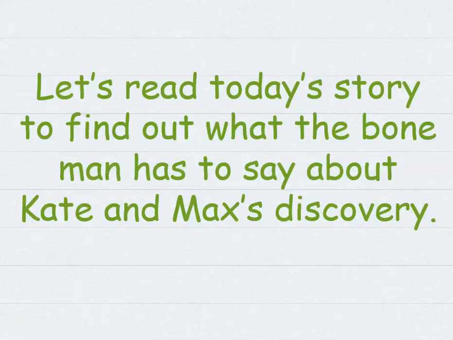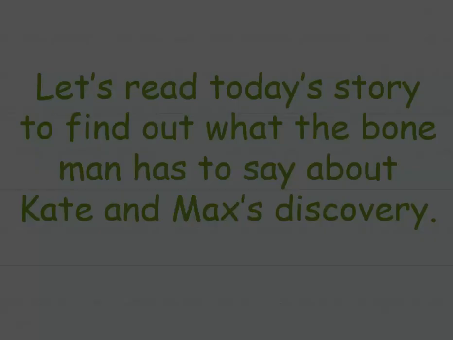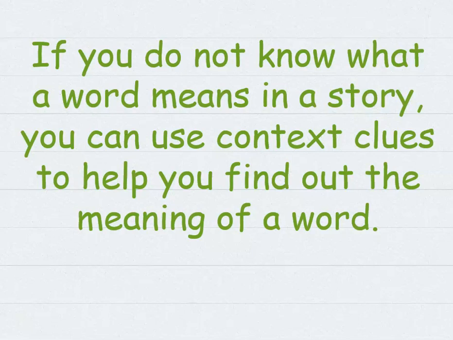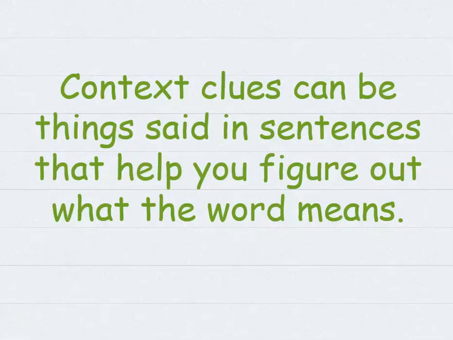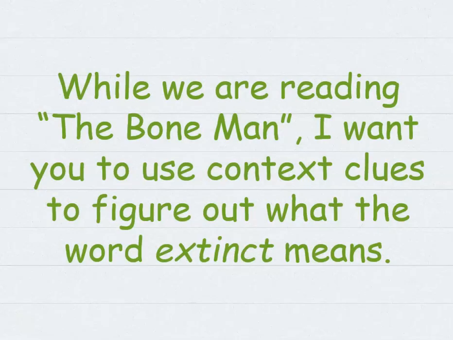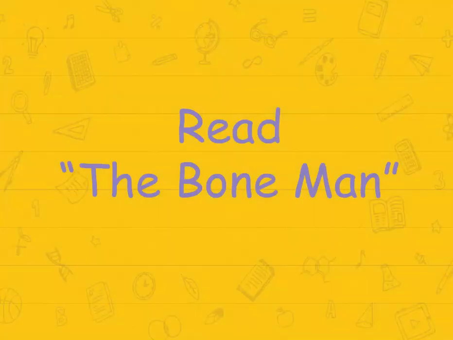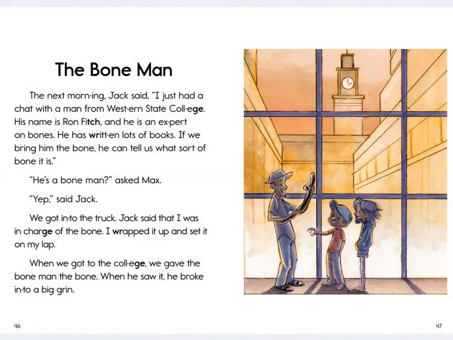Let's read today's story to find out what the Bone Man has to say about Kate and Max's discovery. If you do not know what a word means in a story, you can use context clues to help you find out the meaning of a word. Context clues can be things said in sentences that help you figure out what the word means. While we are reading The Bone Man, I want you to use context clues to figure out what the word extinct means. The Bone Man. Follow along and read aloud with me.